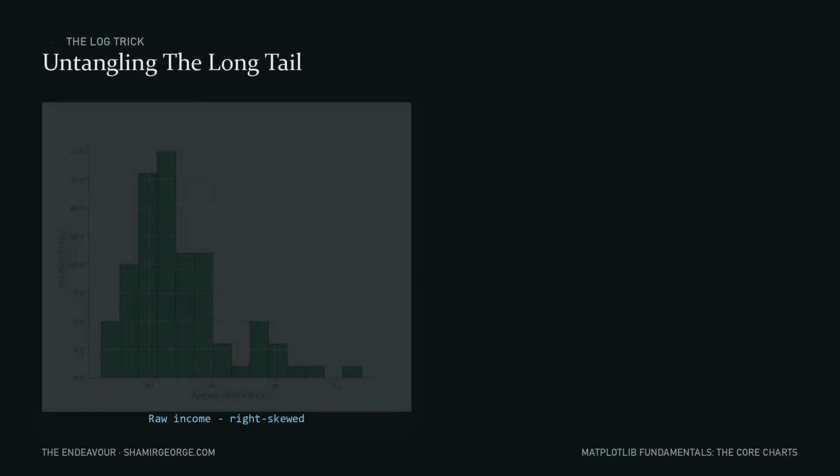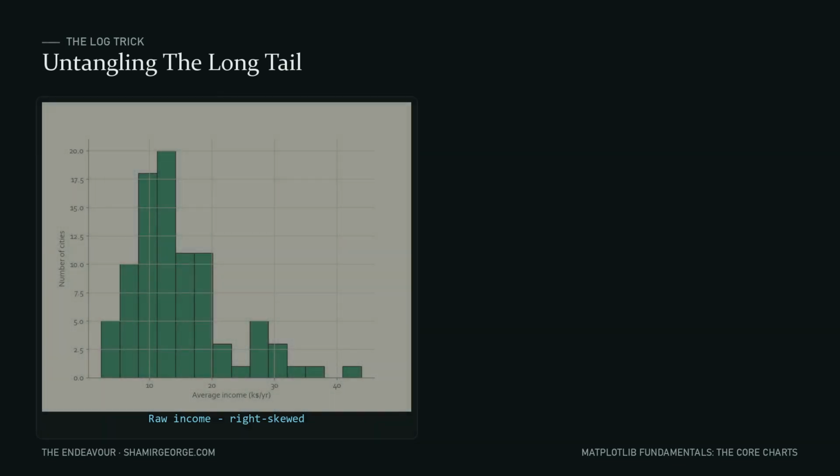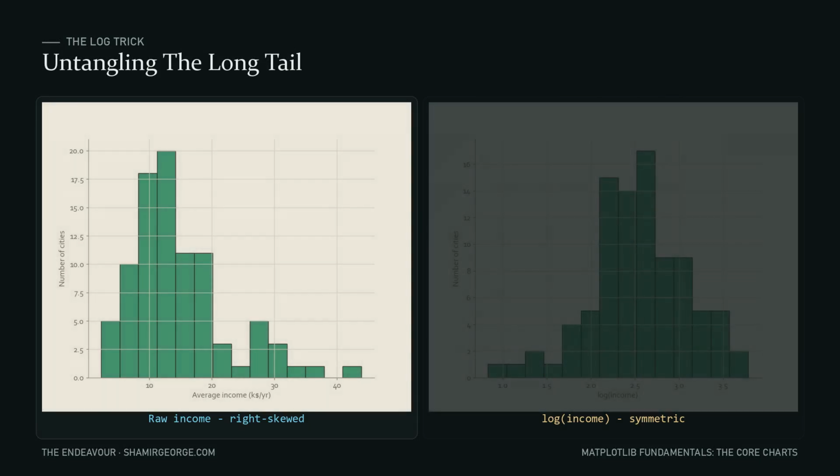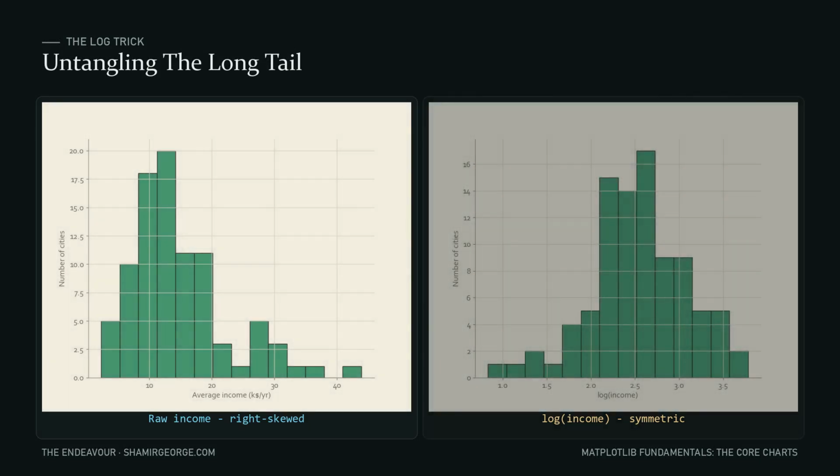Income is built by multiplying growth rates together, not adding them. That's why it piles up low and stretches into a long right tail. Take the logarithm of every value though, and that multiplicative pileup turns into simple addition. The skewed hill on the left becomes something close to a bell on the right. Same 90 cities, same histogram machinery, one transform away from a completely different story.